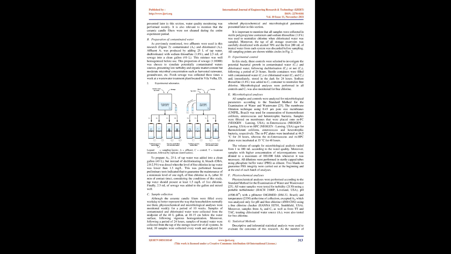The volume of sample for microbiological analysis varied from 1 to 100 ml according to the water quality. Moreover, samples with higher concentration of microorganisms were diluted to a maximum of 100,000 folds whenever it was necessary. All dilutions were performed in sterile capped tubes using phosphate buffer saline, PBS, as diluent. 2 blanks to guarantee PBS integrity were carried out at the beginning and at the end of each batch of analyses.